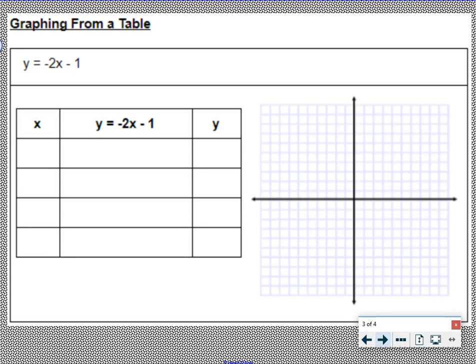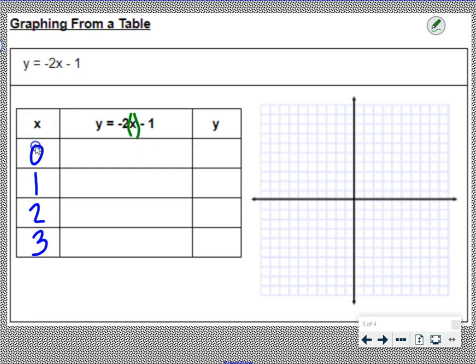All right. Graphing from a table. We want to be able to take a table and convert it into a graph. So we have y equals negative 2x minus 1. Now normally when we fill in a function table, we like to use 0, 1, 2, 3. Start with 0. It's a good spot. That means we get our y-intercept as well. Y equals negative 2x minus 1.